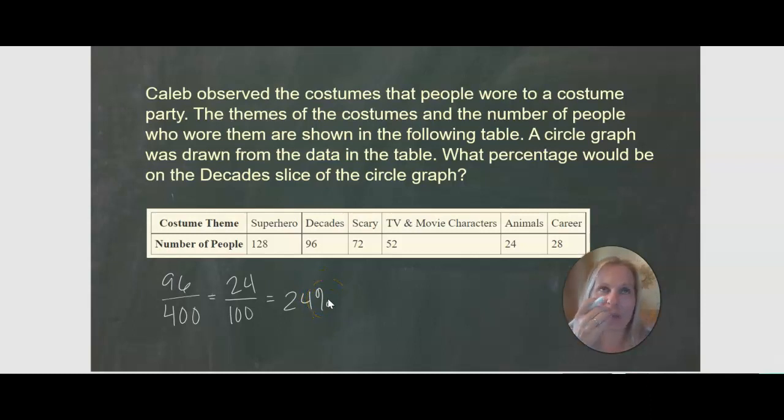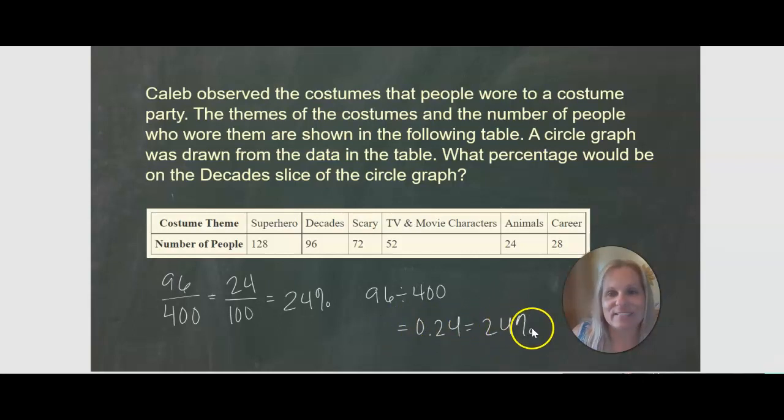Now, what if you're saying, okay, Mrs. Vargas, but I didn't see that? That's okay. If you do 96 divided by 400, you will get 0.24. You'll get the same answer I did. All right, so 24% would be the decades slice. And now if we wanted to find the number of degrees, we would just multiply that 0.24 times 360.